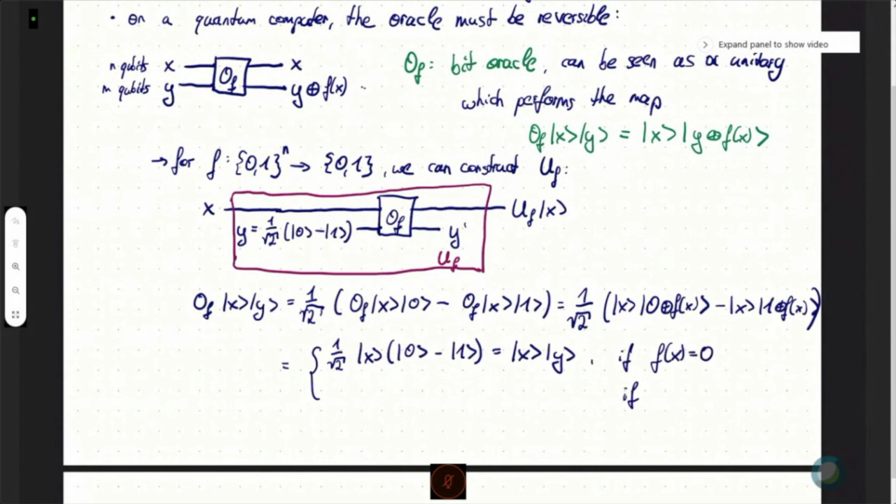And then in the case where f of x equals 1, we will get x. And then the first term, now we have 0 plus f of x, which equals 1. So we get 1 minus, and here we have 1 plus 1, which is 2. But 2 modulo 2 is 0 again. So we get 1 minus 0, which we can write as minus x times y.